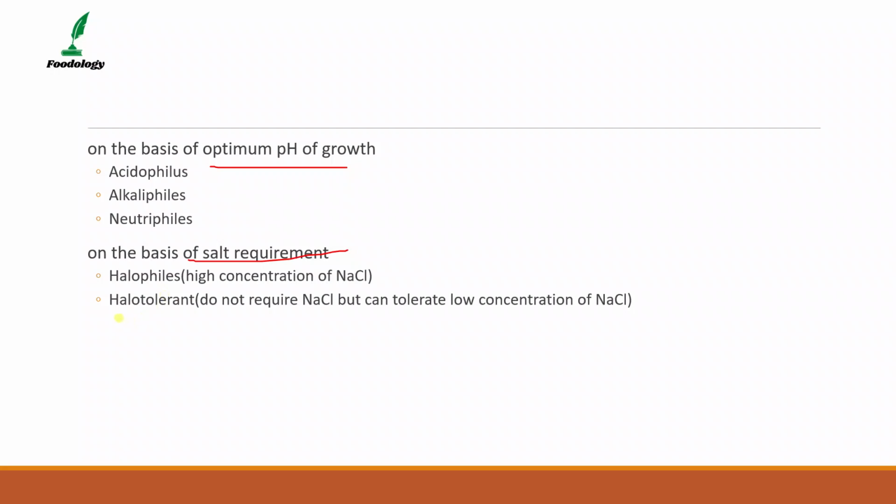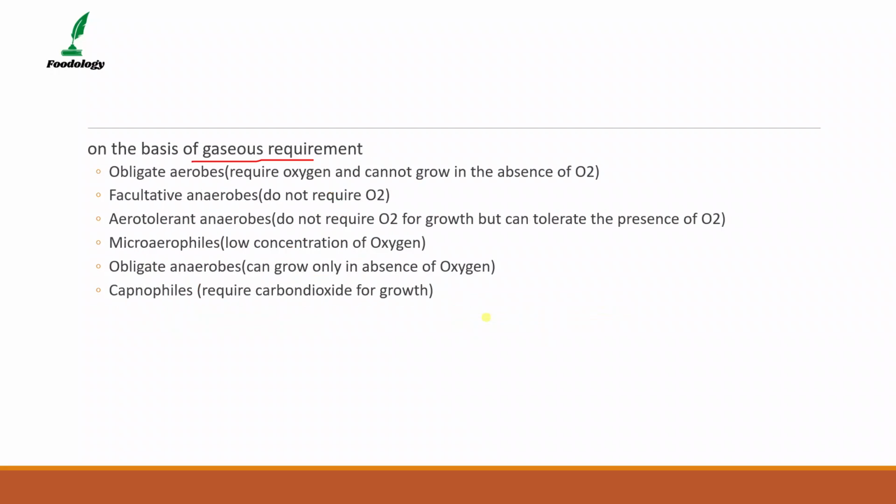Then on the basis of salt requirement, we have halophiles. Then we have halotolerants. Halophiles, philes over here indicates love. So one which loves salt, they require a high concentration of NaCl. Then we have halotolerant. Again, it is tolerating something, right? So halotolerant do not require NaCl in the first place, but they can tolerate it. Since in the name we have tolerant over here, they can tolerate a low concentration of NaCl.